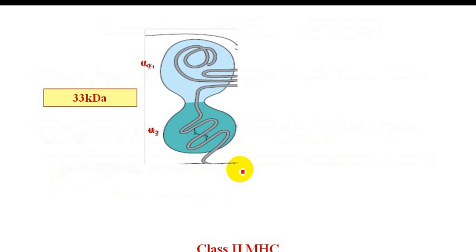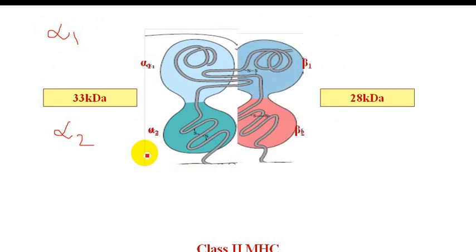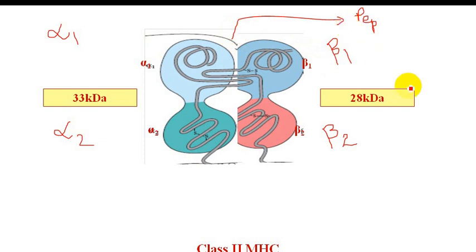So let's study class 2. The class 2 MHC molecule consists of a 33 kilodalton fragment consisting of alpha 1 and alpha 2, and a 28 kilodalton fragment consisting of beta 1 and beta 2. Just like the previous case, between alpha 1 and beta 1 you have the peptide binding cleft. So that's the difference. In case of class 1 it was alpha 1 and alpha 2. In case of class 2 it is alpha 1 and beta 1, which makes the peptide binding cleft.